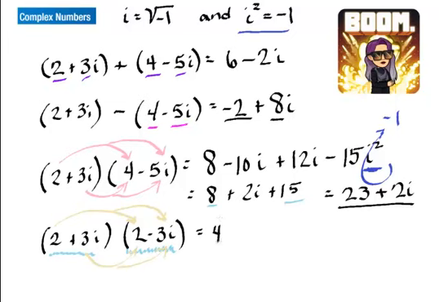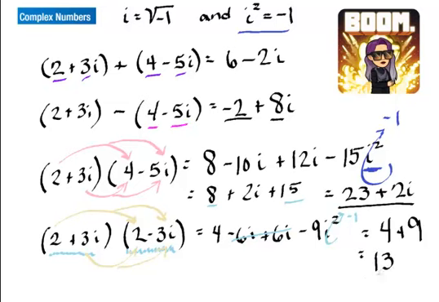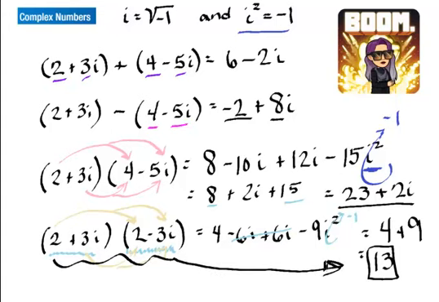2 times 2, that's a 4, minus 6i plus 6i, there it is, and then minus 9i squared. Look at that. You guys go away. Nice. And then i squared is a negative 1, so that's going to mean that I've got 4 plus 9, and this answer, 13. Whoa. This crazy stuff ends up as a 13. Very exciting.